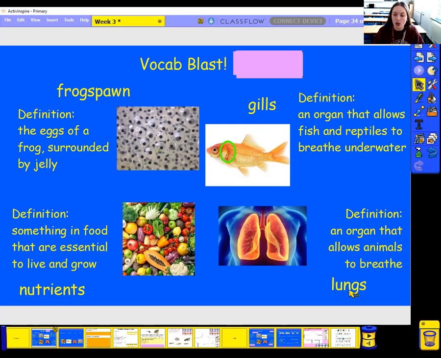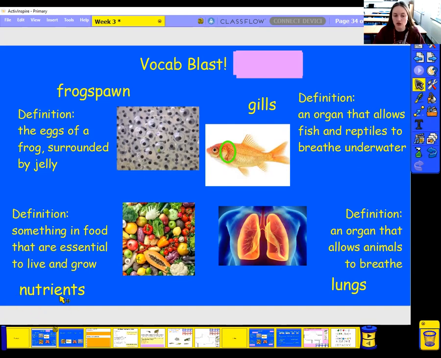The next word is lungs. I'll say it and then you can say it. Lungs. And there's a picture of them and they're inside our chest. Now these are what help us to breathe. So we use these lungs in the air. And if you want to breathe underwater, you need gills.